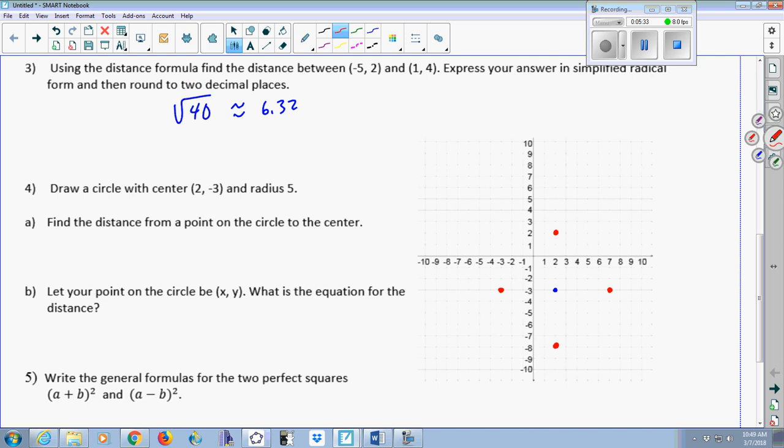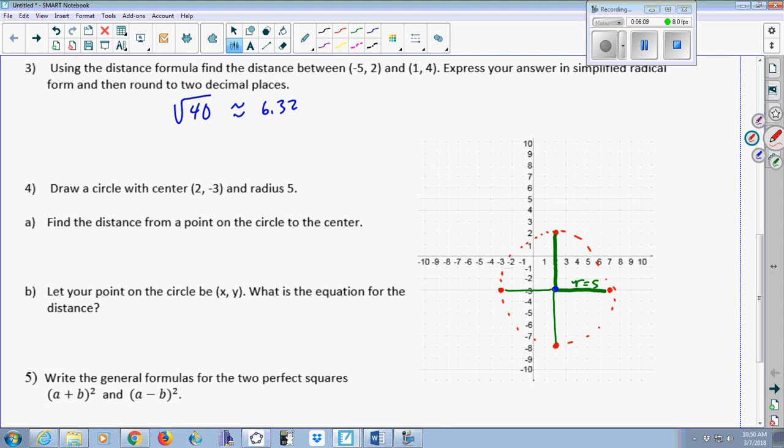So the radius is the distance from the center of your circle to any point on your circle. So all these distances from the blue center out to those red dots would be 5. That's what the radius is. The radius is 5. The distance across the entire circle is double that, right? That's called the diameter. And if I could really draw a nice circle here, which I'm not going to be able to do, it would look something like that. Okay.